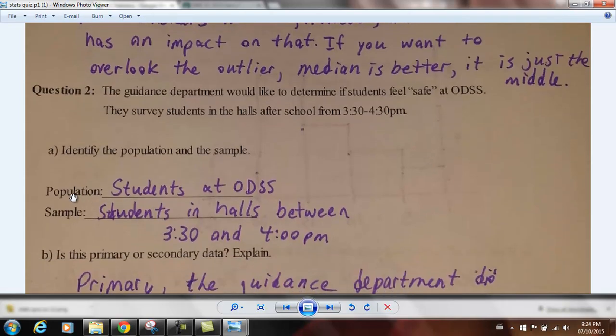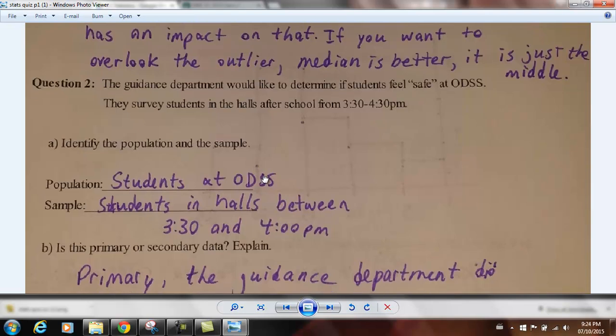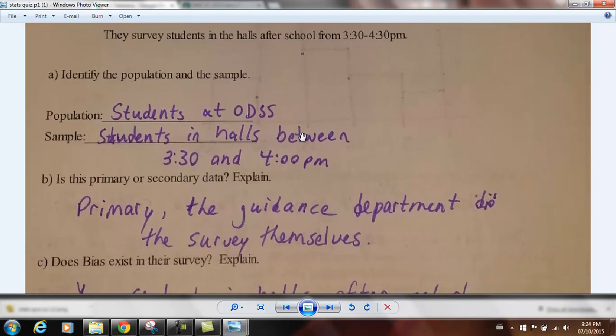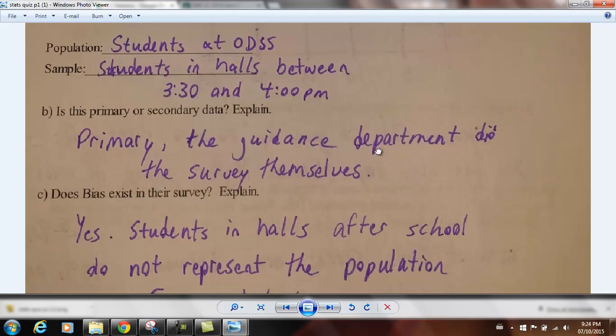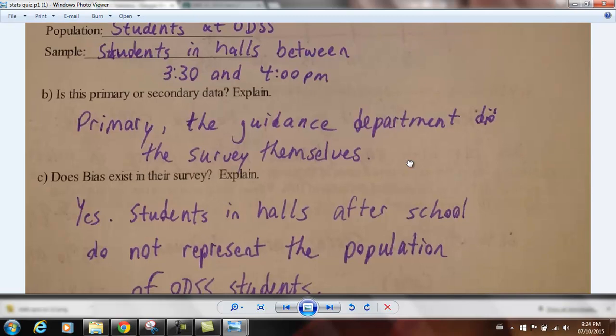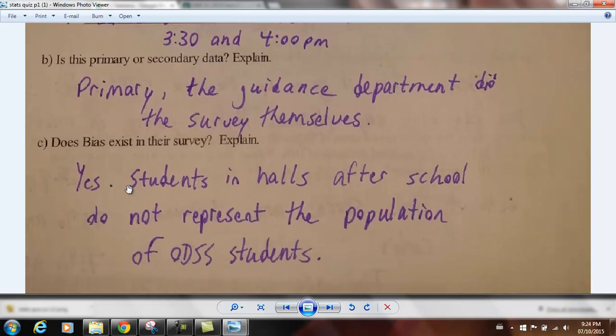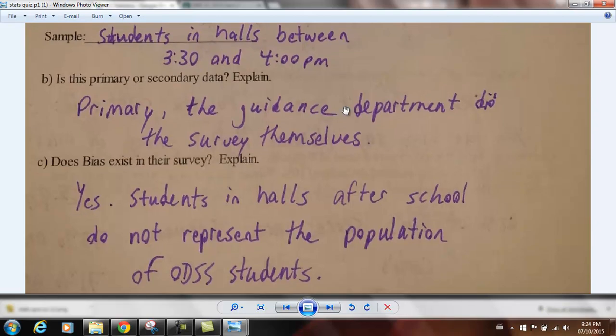Okay, next question. Population is the people that you're studying, and so you're studying all students at ODSS. That's what you want to find out about. The sample they decided to take is students in the halls between 3:30 and 4. So those are the actual people that were surveyed. This is primary data because the guidance department did the survey themselves.